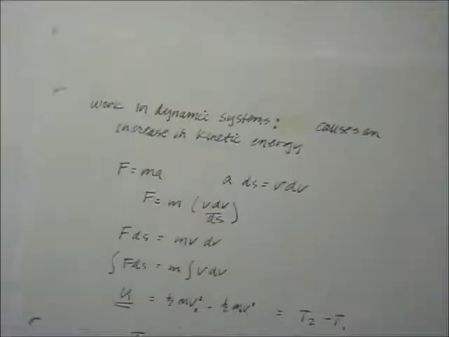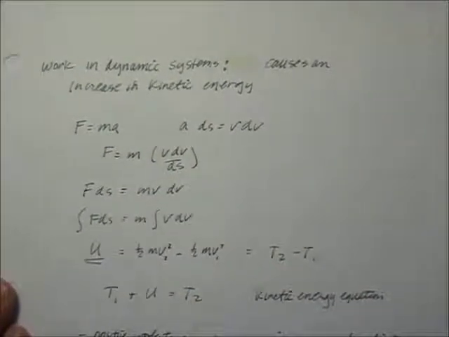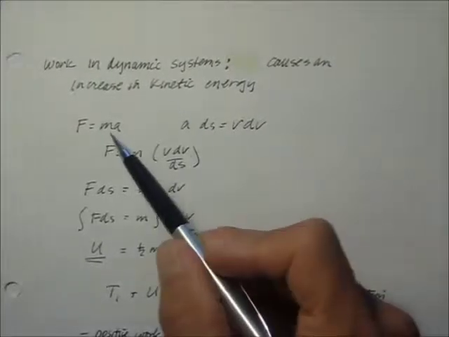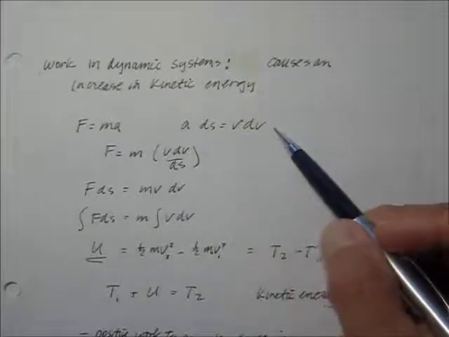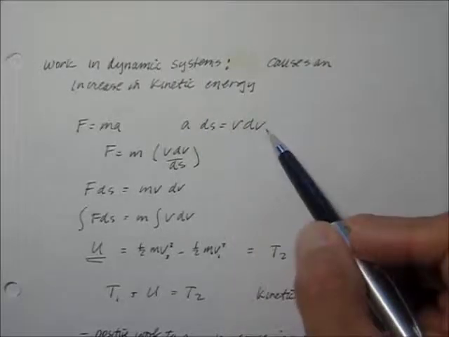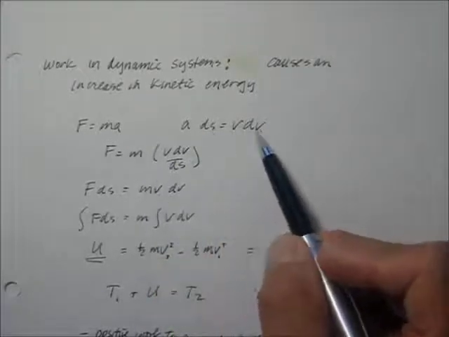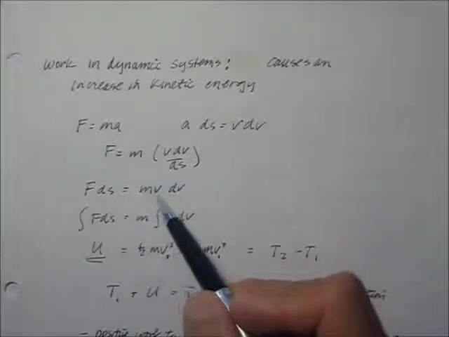Okay, so in dynamic systems, we're going to say that work causes an increase in kinetic energy. And this comes from Newton's second law, so I'm just going to say that F equals ma. Using the form a ds equals v dv to define my acceleration, I plug it in there. So now I have force is equal to m times v dv over ds. I can bring the ds over to that side, and I see F ds is equal to mv dv.